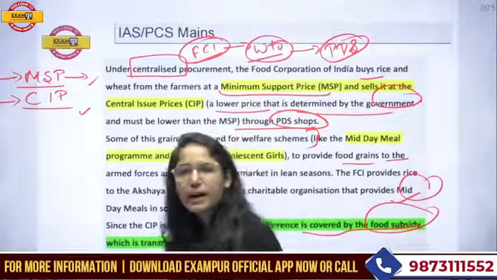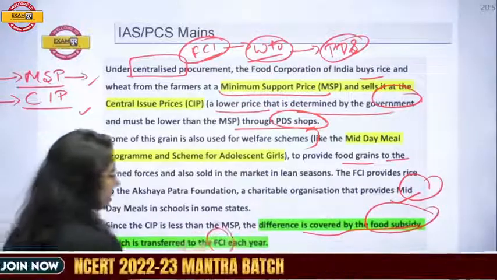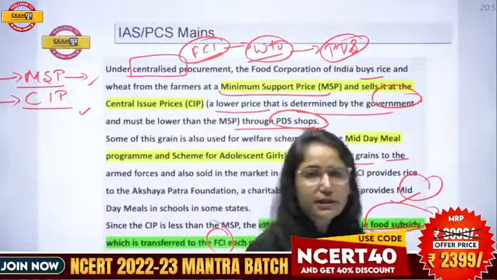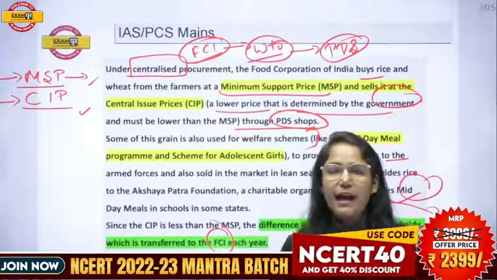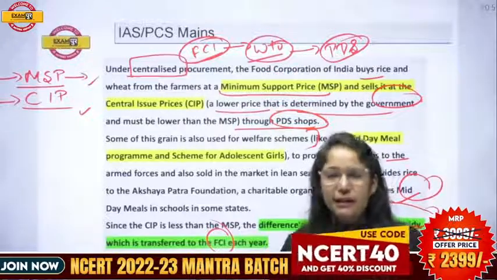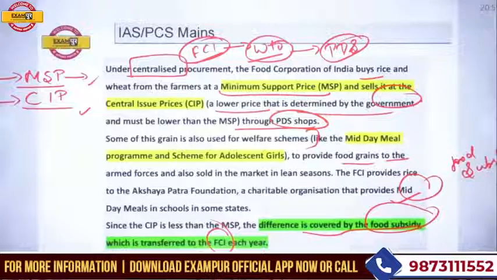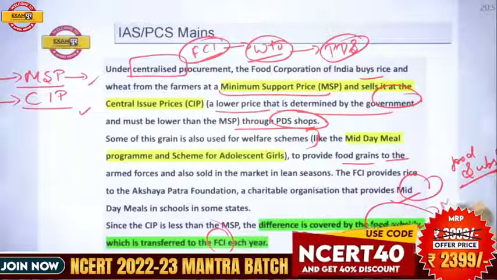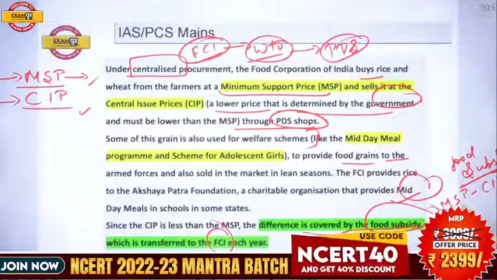Many a times it could be asked: who is just collecting the food subsidies? The Food Corporation of India, as all the procurement has to be handled or managed by the Food Corporation of India. Getting my point? Food subsidies are the point between the MSP and CIP.